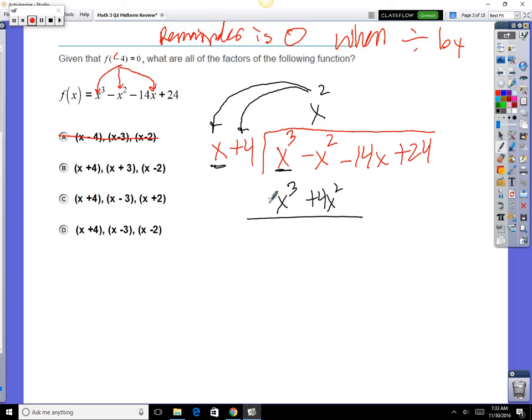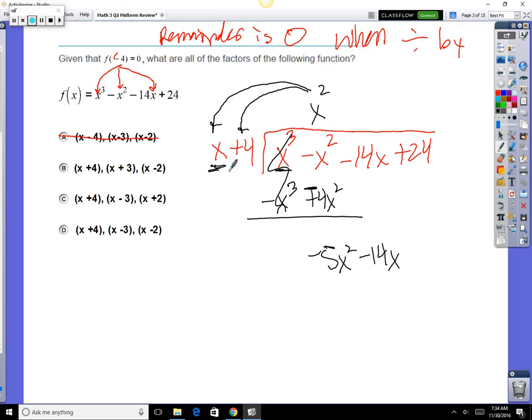Okay, now you've got a minus, so I've got to minus that, and you've got to minus that. Those are 0, and these combine to give you a minus 5x squared. Bring down my next piece, minus 14x.